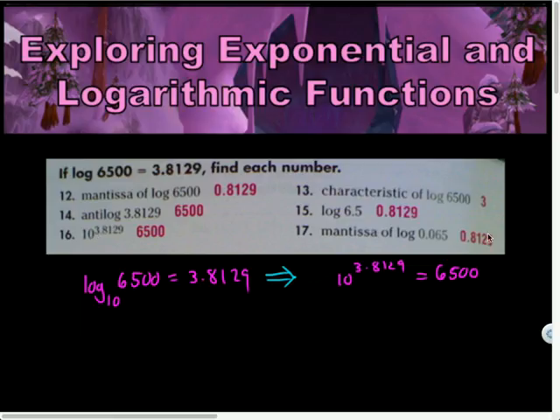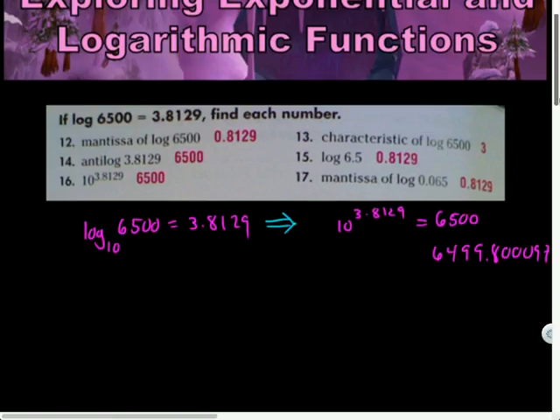I believe if I tried typing that into a calculator, using antilog, or 10 to the 3.8129, I get 6499.80097. But using this fact that we'd already had, we were able to more accurately get the answer. Other questions from this one?